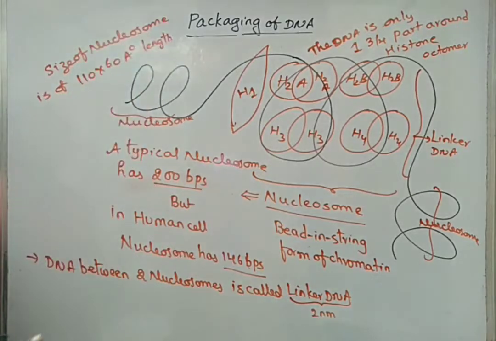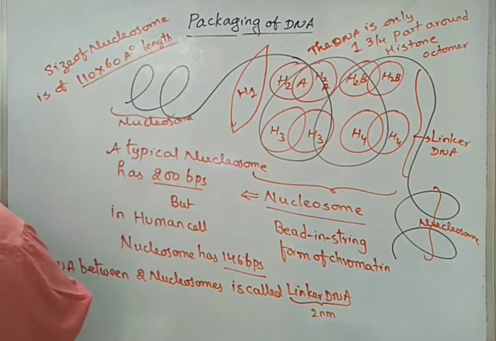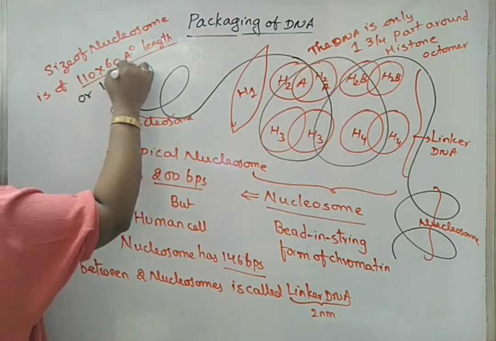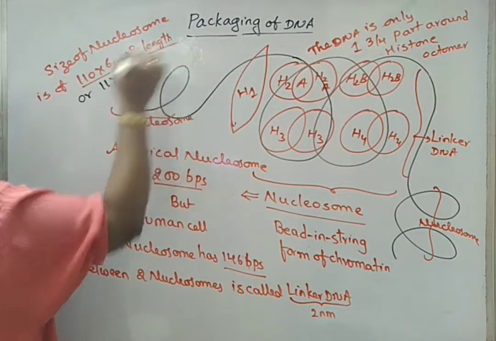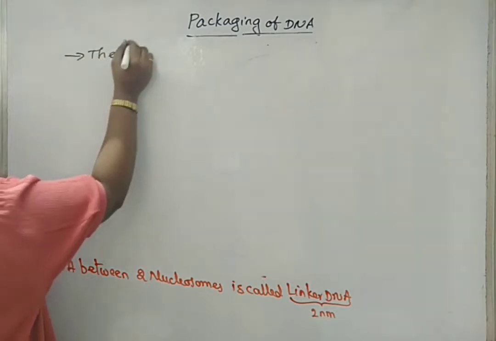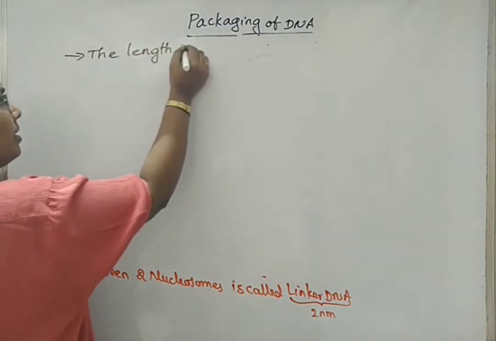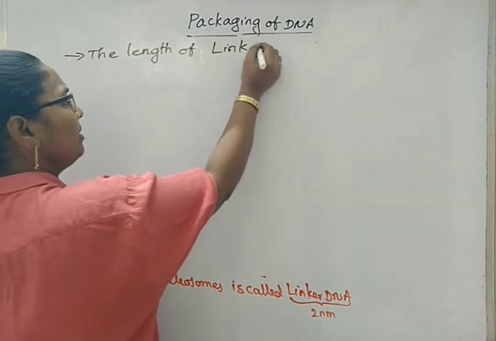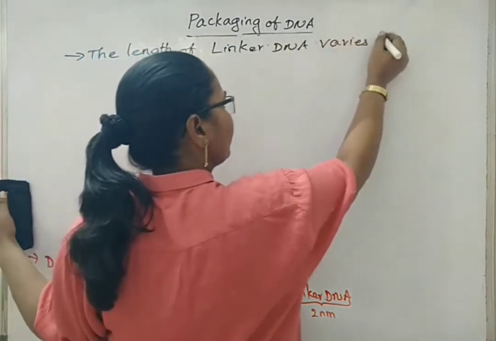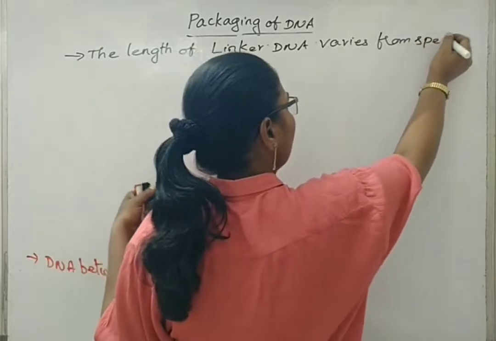This one can be said in terms of nanometers as 11 into 6 nanometers. In case of angstroms, it is 110 into 60 angstroms in length. In terms of nanometers, it is 11 into 6 nanometers in length. The length of linker DNA varies from species to species.